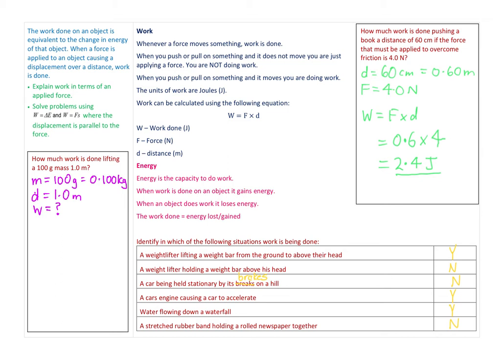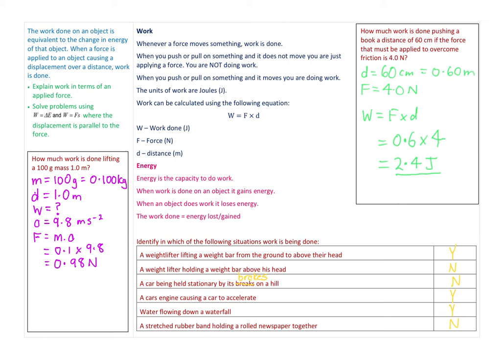Firstly, though, we do know the acceleration due to gravity. We know that the force acting on the mass when we lift it is gravity, and the acceleration due to gravity is 9.8 meters per second per second. And we can now work out the force, which is what we talked about before. The force of that mass due to gravity would be equal to its mass times acceleration, which would be equal to 0.1 times 9.8, which would equal 0.98 newtons. So just under 1 newton.